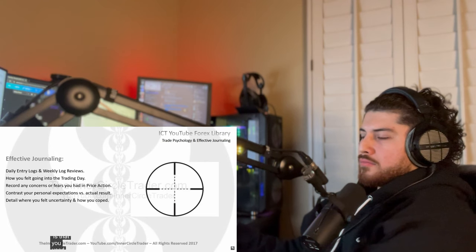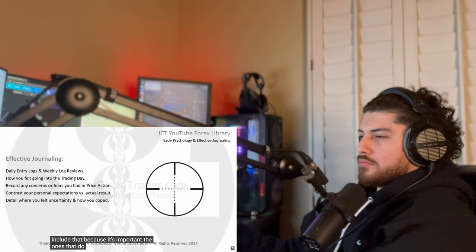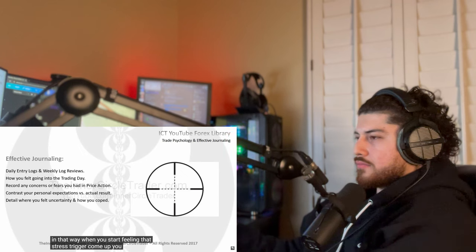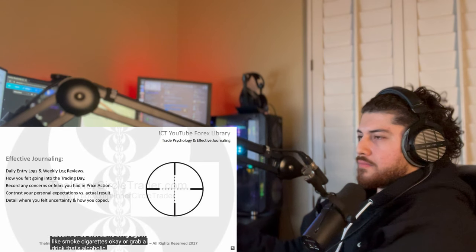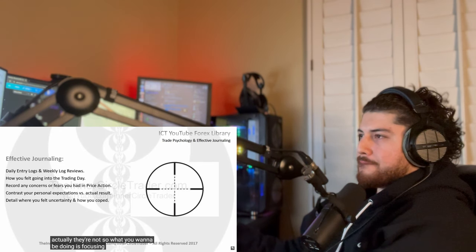Whatever coping mechanism you use for that stress trigger, you want to include it, because it's important. The ones that do not work, you're going to see, and that means when you feel that stress trigger come up, you immediately discount that thought process and don't use that same regimen again. If something hasn't worked in the past, it's maintaining a stressful level, so don't do the same thing again, like smoke cigarettes or drink alcohol. You may feel like they're soothing you, but they're not. So what we're doing is focusing on the coping mechanisms that help you in a stressful environment, which is an opportunity for you to use them in the future.